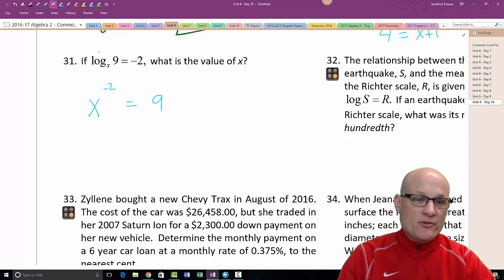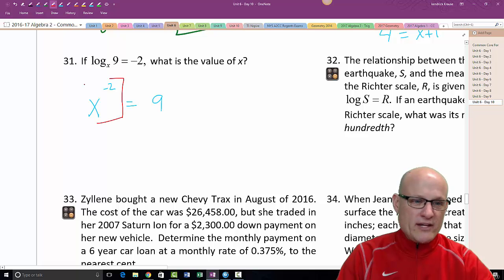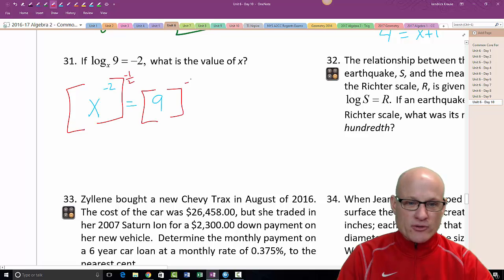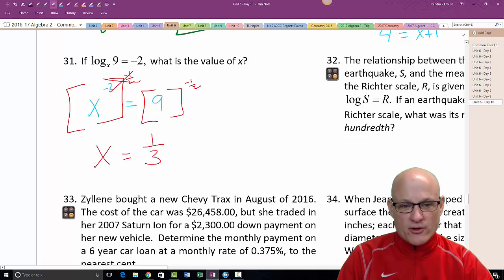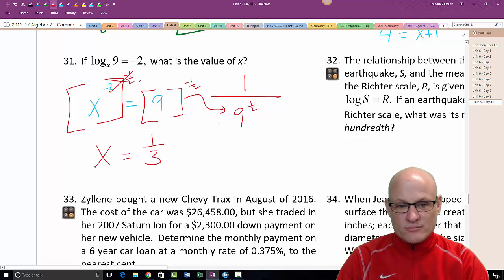So how do I get rid of it? So I got to get rid of the negative 2. How do I get rid of it? Oh yeah, raise it to the reciprocal, negative 1/2. Raise this side to the reciprocal, negative 1/2. Oh, these cancel. I get x equals, and if you type this in, you'd end up with 1/3. Now, why 1/3? Well, the negative says, take it, put it in the denominator, so we'll leave 1 in the numerator, and you get 9 to the 1/2 power. Oh, and 1/2 is just square root.